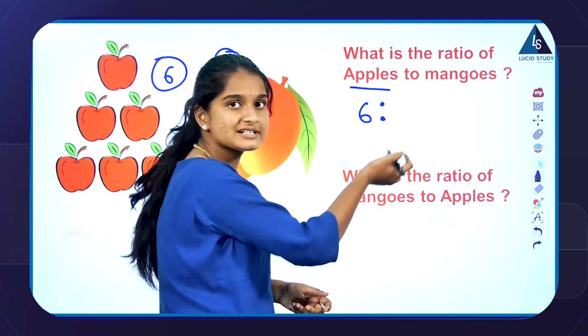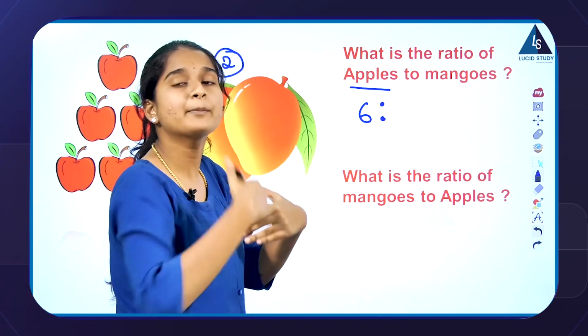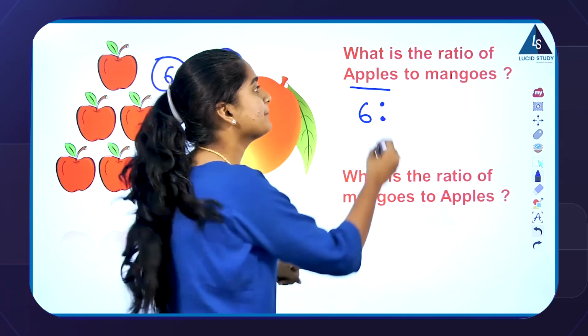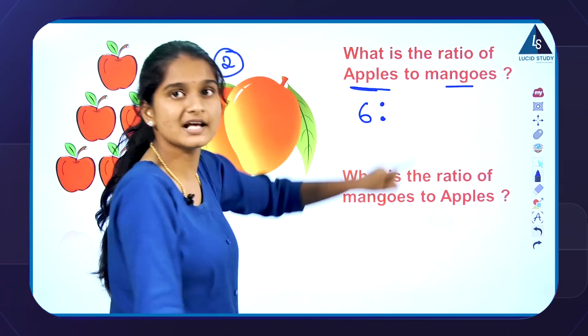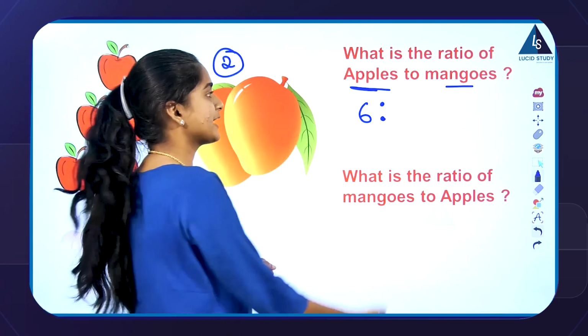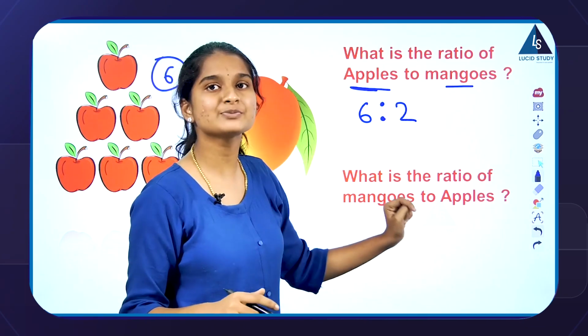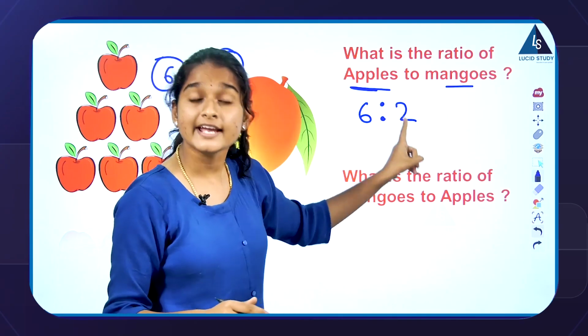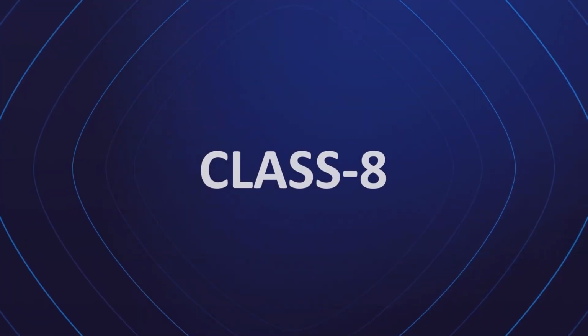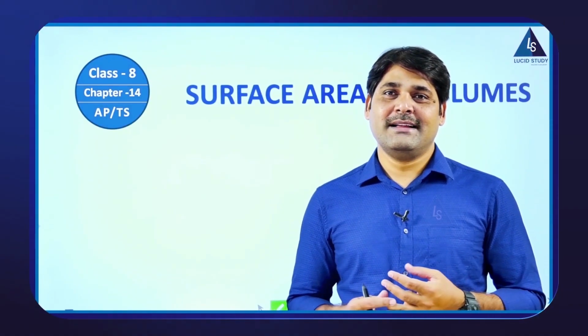Now this is the symbol we use to represent ratios: 2 dots, one upon the other. Next, we have completed apples. Let us see mangoes. How many mangoes are there? 2 mangoes. That's it, we have written. What is the ratio of apples to mangoes? 6:2.